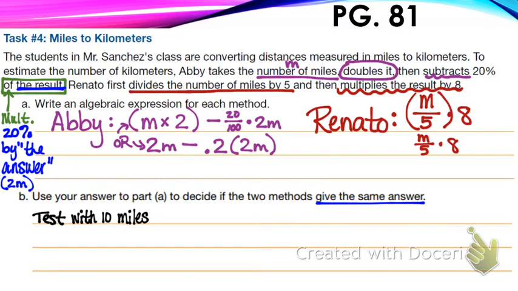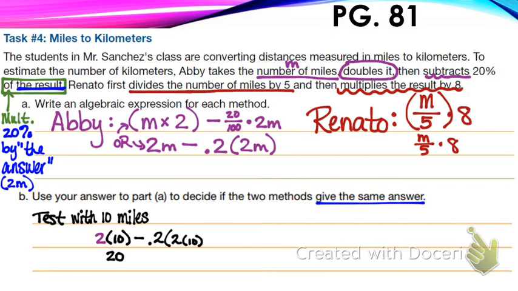This isn't the only way to see if they'd get the same answer, by the way. But this is one method that would work to tell me if I get the same answer. So in Abby's method, she would take 2 and multiply it by 10 first, right? What would that give us? 20. And then after that, she's going to do 20% of 2 times 10.